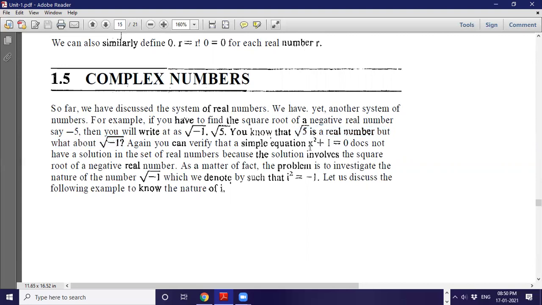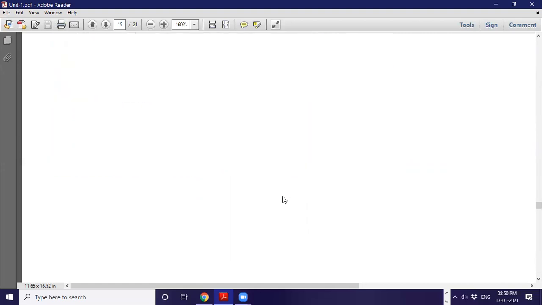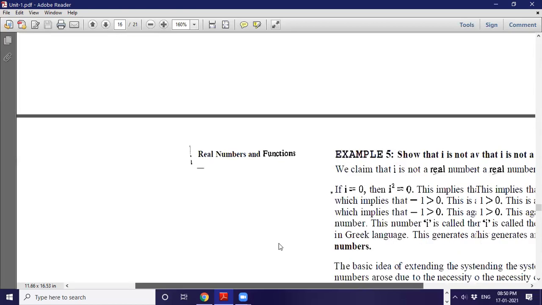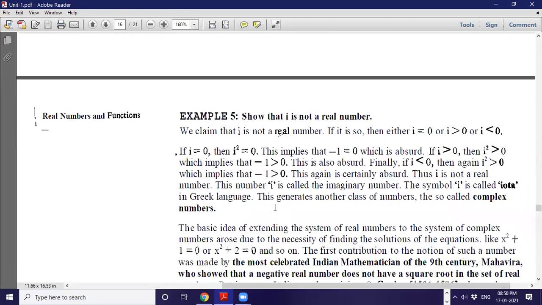You know that a simple equation x squared plus 1 equal to 0 does not have a solution in the set of real numbers because the solution involves the square root of a negative real number. And as a matter of fact, the problem is to investigate the nature of root over minus 1, which we denote by i, where i squared is equal to minus 1. We claim that i is not a real number.